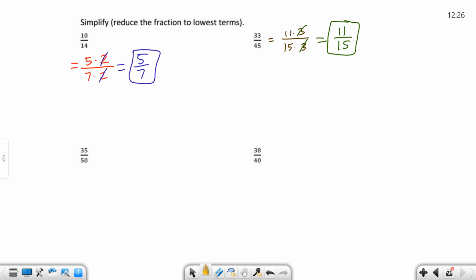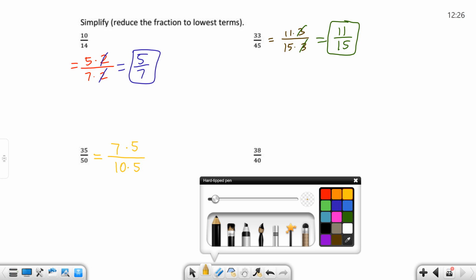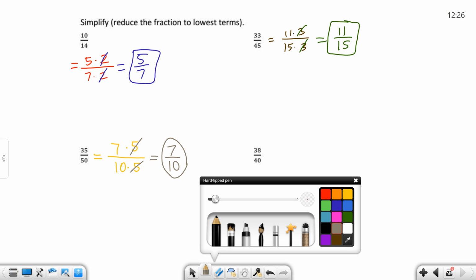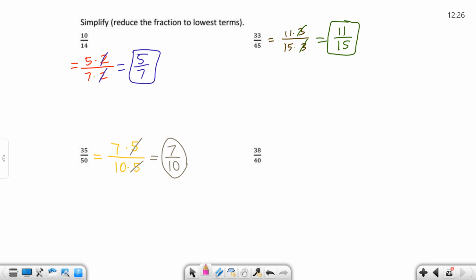So look at 35 and 50. Do 35 and 50 have anything in common? And if you go, gosh, they're big numbers, what do they end in? They end in 5 and 0. What do we know divides into everything that ends in 5 and 0? 5, right? So we know right now we can do times 5 and times 5. What times 5 is 35? That's right, 7. What about what times 5 is 50? 10. So 7 times 5 over 10 times 5. And guess what? We have a common factor of 5 that can divide out. And we end up with what? 7 over 10.